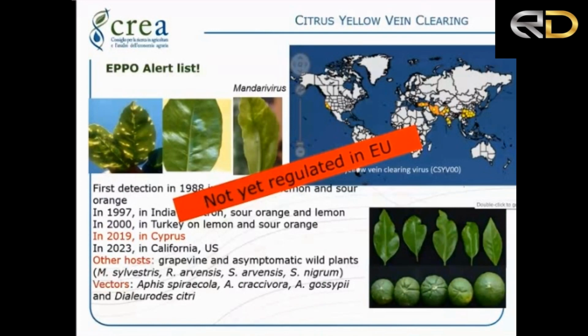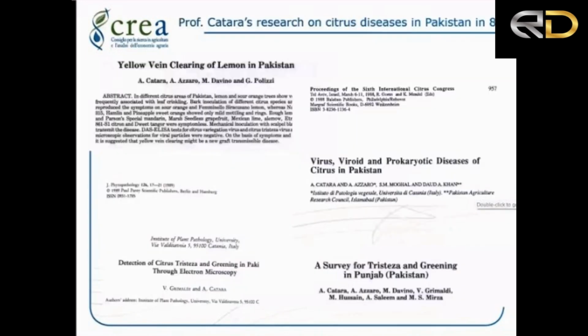I would like to mention that the first detection of yellow vein clearing was done in Pakistan by a group of Italian researchers, in particular Italian Professor Antonino Catara. With other colleagues, he made different surveys in Pakistan, also for CTV, viroids, and also for greening in the Punjab region. In fact, in that period, he collaborated in a project between Italy and Pakistan.